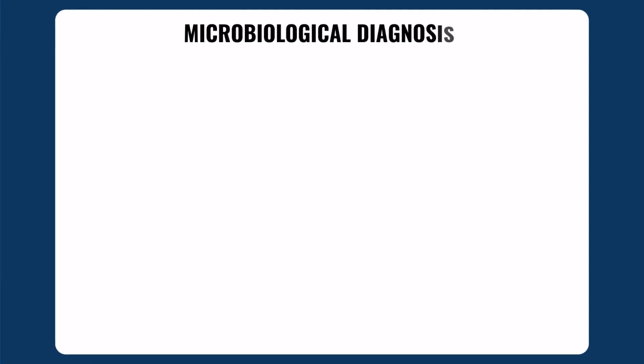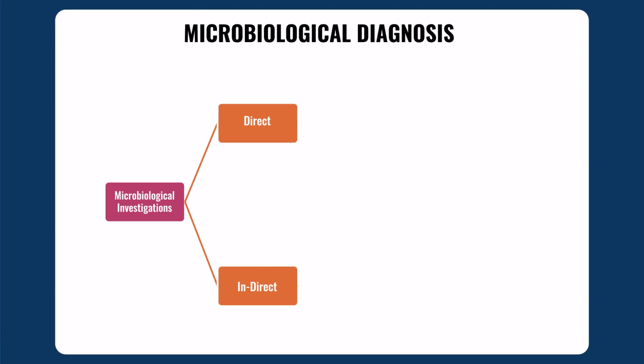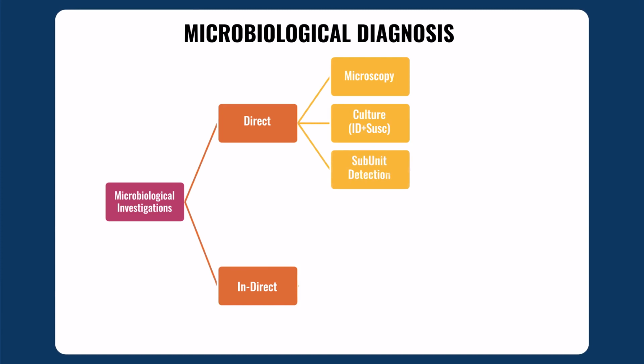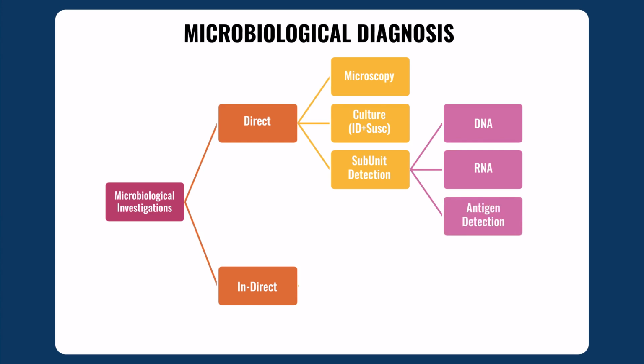So the microbiological diagnosis is basically 2 methods, direct and indirect. Direct methods are the microbiological stains, culture, and also subunit detection. By subunit detection we mean the RNA, DNA, antigen detection of the bacteria.